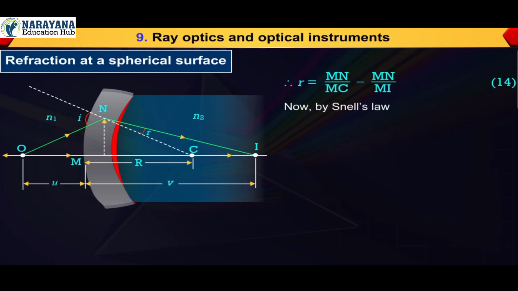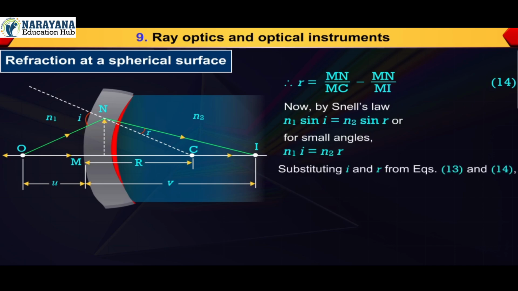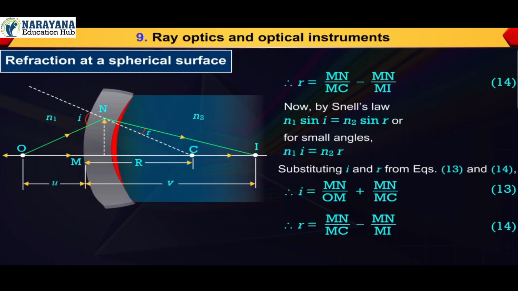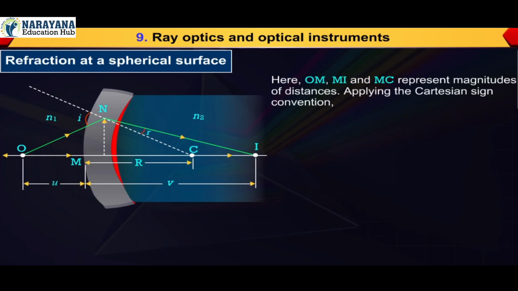Equation 14. Now, by Snell's law, n1 sin i is equal to n2 sin r, or for small angles, n1 i is equal to n2 r. Substituting i and r from equations 13 and 14, we get n1 upon OM plus n2 upon MI is equal to n2 minus n1 upon MC. Equation 15. Here, OM, MI and MC represent magnitudes of distances.